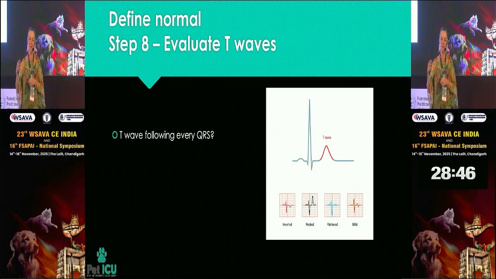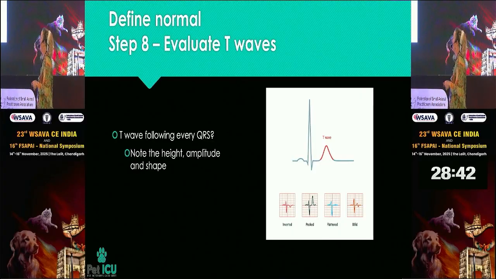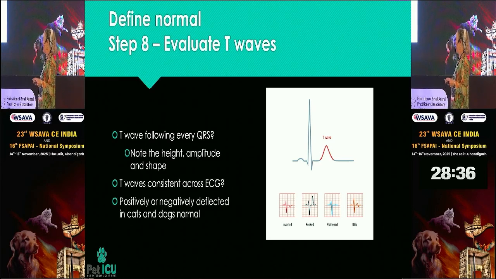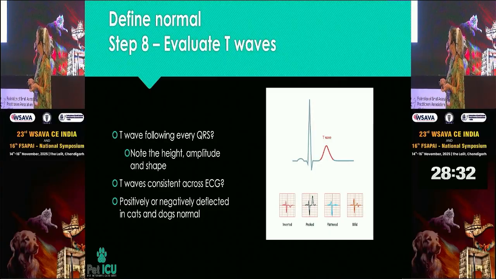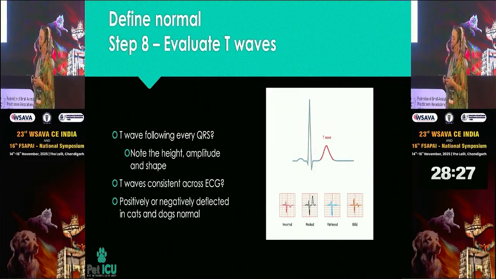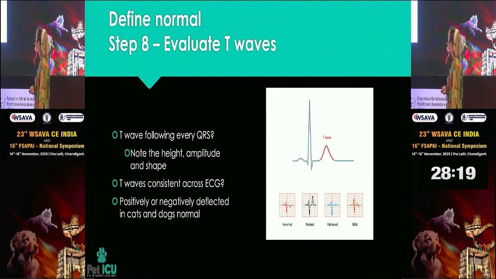Your T wave is your repolarization. So is this happening at every QRS? Note the shape, the height and the amplitude. And are they consistent, positive or negative? Sometimes they can be negative, and we're not as concerned. Your big one is when you're getting high potassium and tall, spiked, tented T waves. Sometimes it's an early sign to say, go and look at your electrolytes, go and check something else.